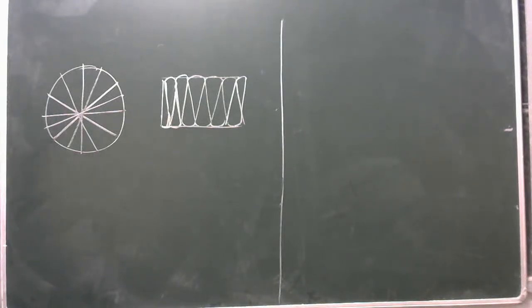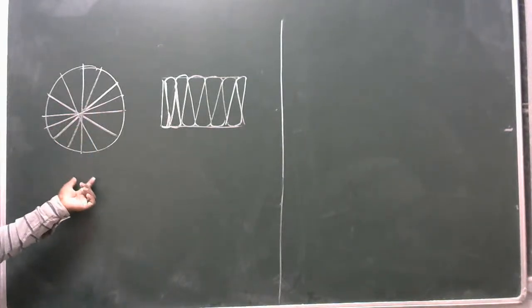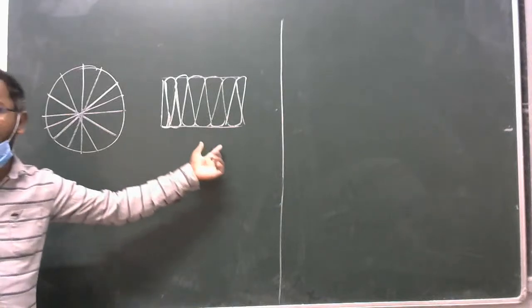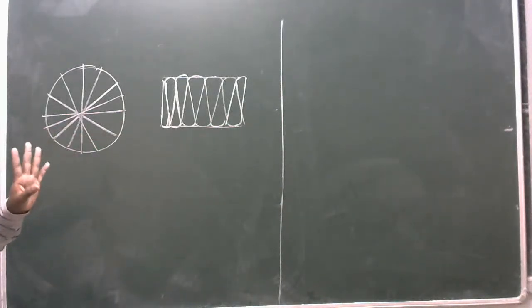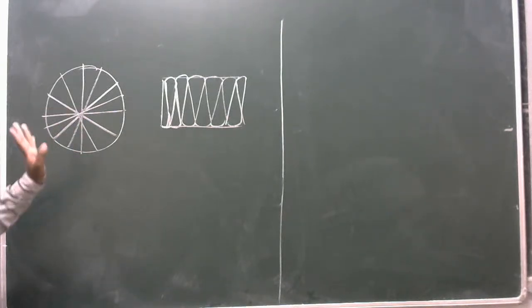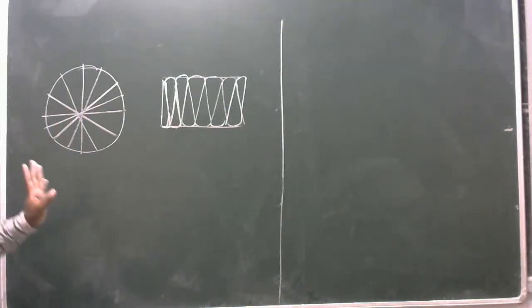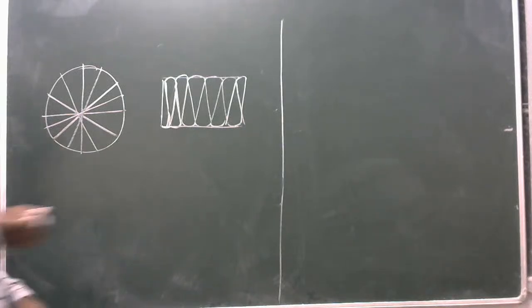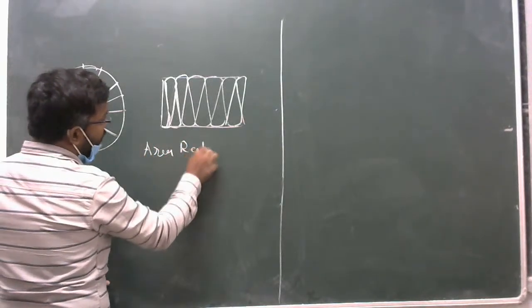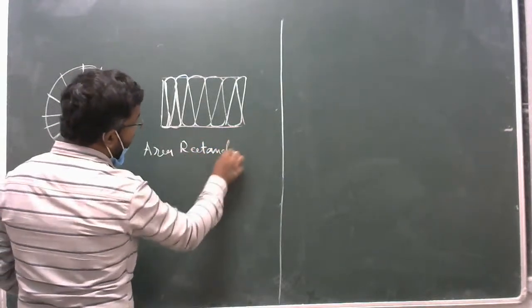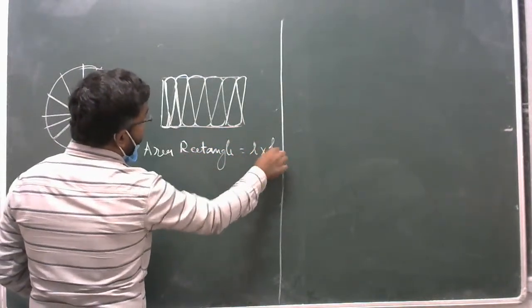So now we have to find the area of this circle. If you find the area of this rectangle, that area will be equal to the area of the circle. Both are the same. We are taking the same shapes. We are not taking different shapes here. To find the area of this rectangle, what is the formula for the area of a rectangle? Length into breadth.